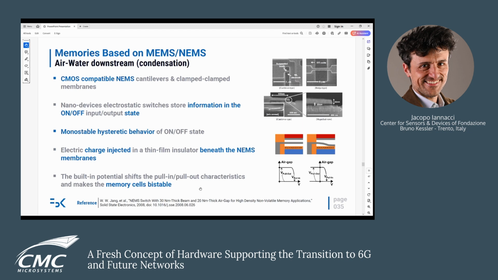makes an advancement compared to the classical operation of these switches, because in order to make them bistable, to make both states of 0 and 1 information stable, a certain amount of charge is injected in the dielectric layer underneath the movable membrane. In this way, the pull-in, pull-out hysteretic behavior is centered around the 0 voltage. So this makes the device bistable, meaning that you don't need to use any energy to keep the information. Energy is required just when the device has to be programmed, so when its state has to be changed from 0 to 1 or vice versa.